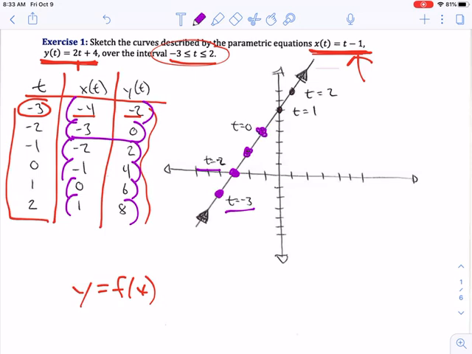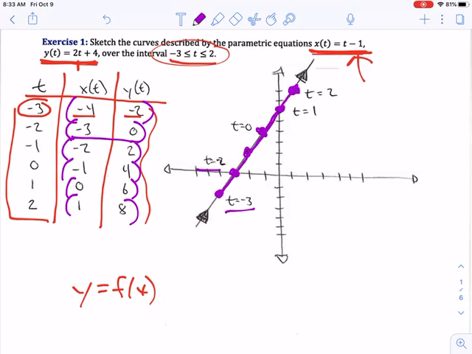We have (0, 6) and (1, 8). And so I labeled the values of t that correspond to those. Now, one last thing, and so this basically is the graph of the parametric curve. Now, two things to note. The actual curve starts at t equals -3 and ends at t equals 2, okay?